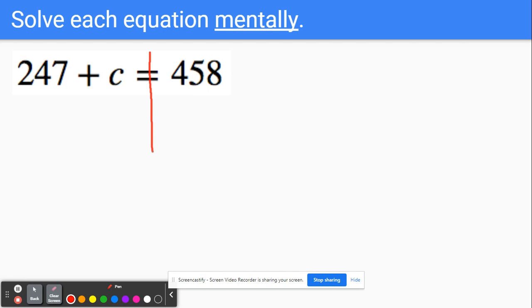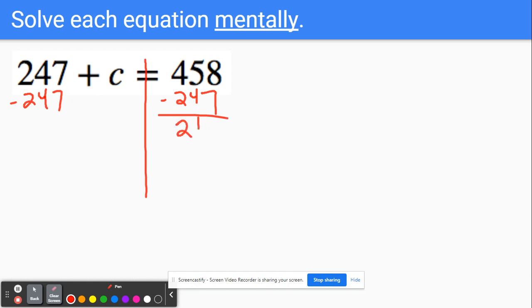All right, so remember, when we do these equations, we want to get our variable by itself. So in this case, we want to get the c by itself. So I want to get rid of 247. Well, because that's positive 247, I want to go ahead and do the inverse, which is subtraction. And if I subtract 247 on this side, I have to do it on the other side. And then I have 458 minus 247 is 211. We know 247 minus 247 is 0. So I'm left with C equals 211.